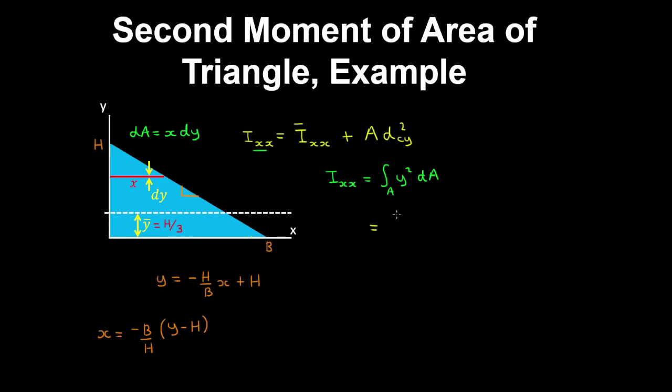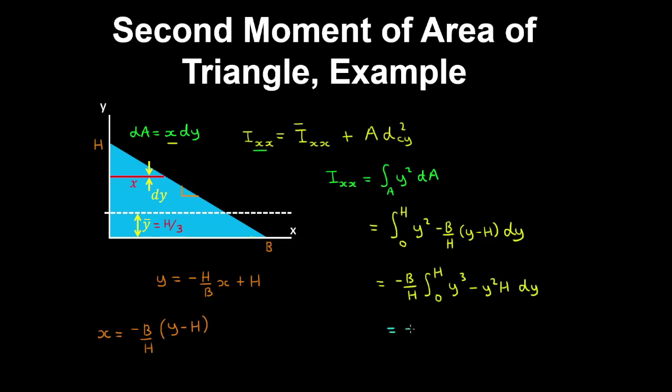And therefore we can rewrite the second moment of area as an integral from 0 to the height of the triangle, and we have y squared dA, which is x or minus b on h by y minus h dy. And now we can simplify this integral by taking the constant outside. So we have the integral from 0 to h y cubed minus y squared h, and we integrate this over y.